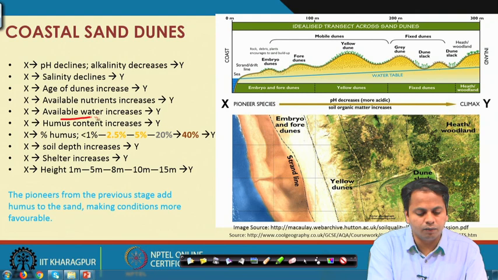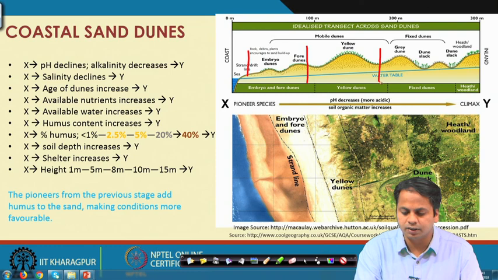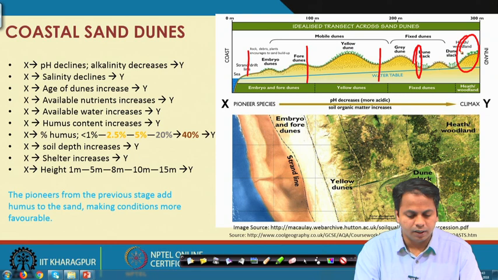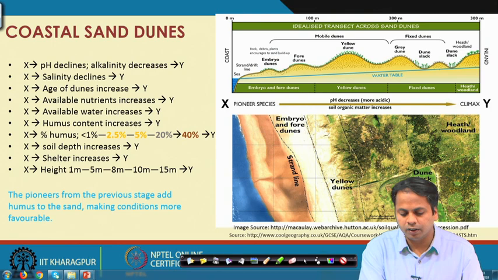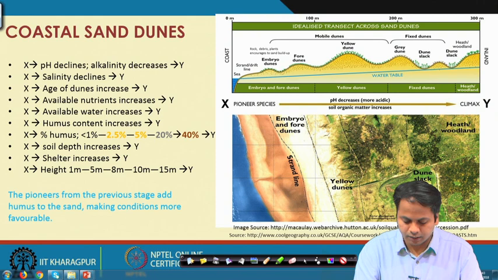Then humus content also increases. As you see here, the humus was around 1%. Here, let's say it was around 2.5%. In the gray dune area, it was around 20%. And on the mature side, the heath or woodland region, it is around 40% humus content. Soil depth also increases as you move from X to Y. The shelter is also increasing, and the height of the dunes is also increasing as you move from X to Y. Here you can find around 50 to 20 meter height. So these are mostly the migration of how the sand dunes form.